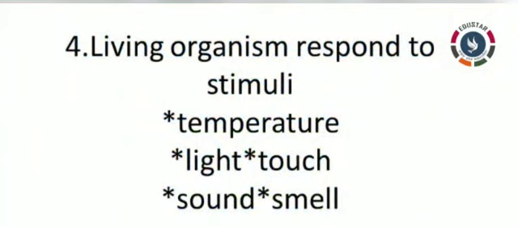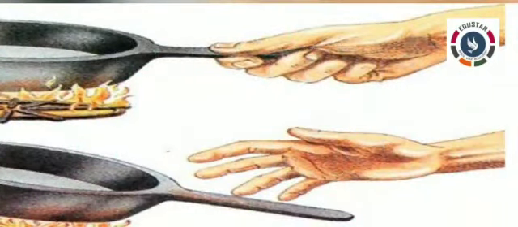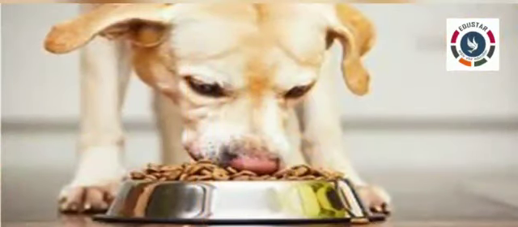Living organisms can feel. As a result, all living organisms respond to stimuli such as temperature, touch, light, sound, smell, etc. For example, if you happen to touch a hot object, you withdraw your hand, right, because of the high temperature of the hot object. So here the hot object is the stimulus and the quick withdrawal of your hand is the response. Animals become active on seeing the food. Here the food is the stimulus, the behavior of the animal is its response.